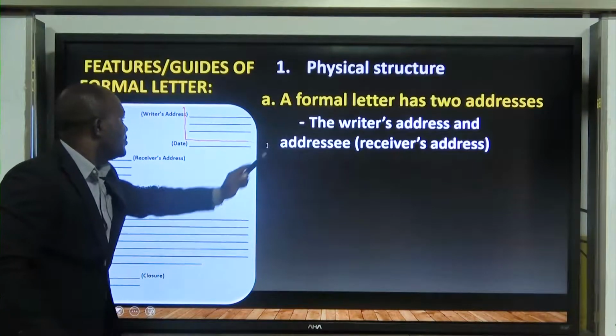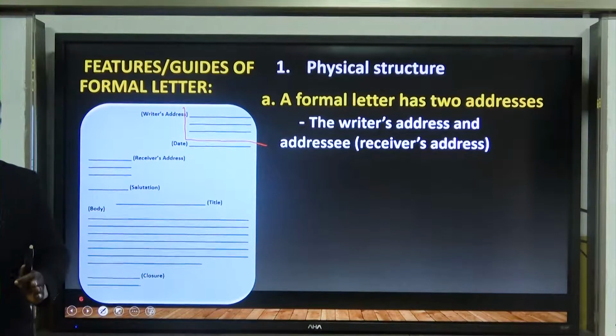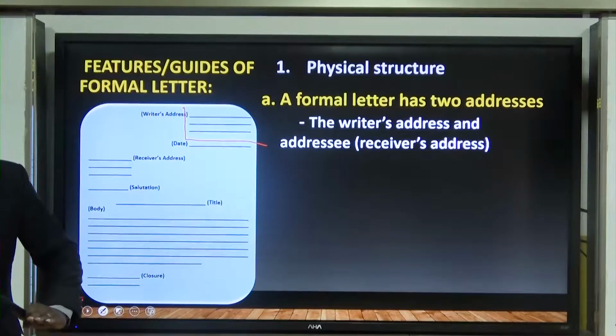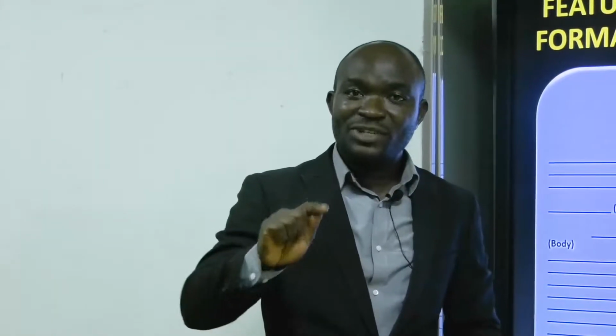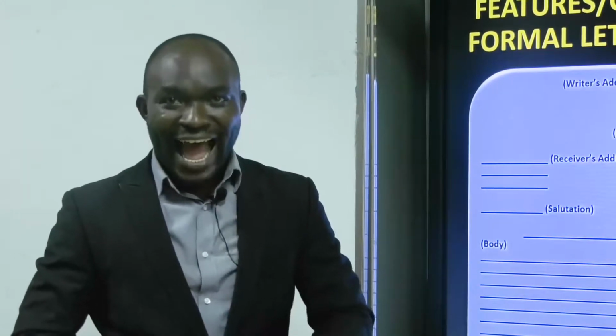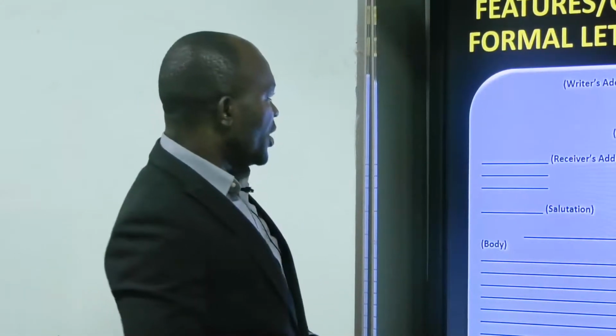Here, on the top right corner of your letter, you put your address. I'm sure you know how to write an address. A description of the environment or where the letter is coming from. You put it down so that whoever receives the letter can write you back. That address on the top right corner is known as the writer's address. Do you get it? Okay.